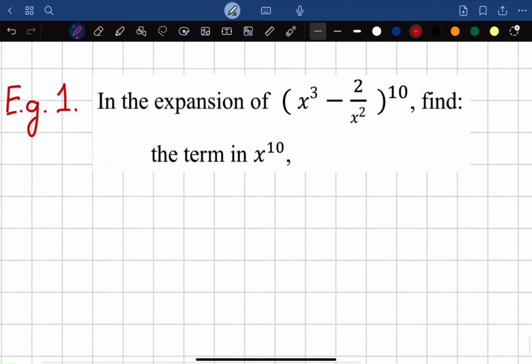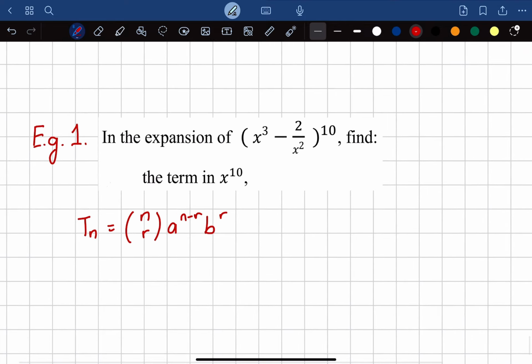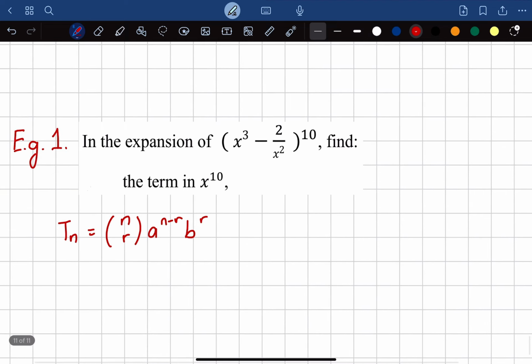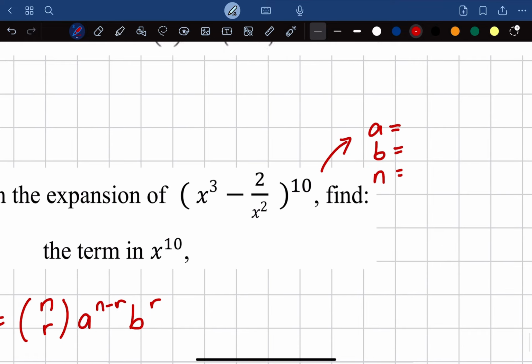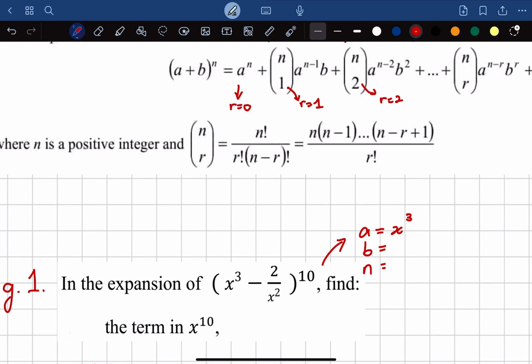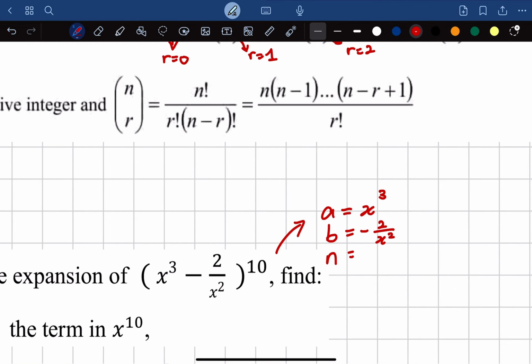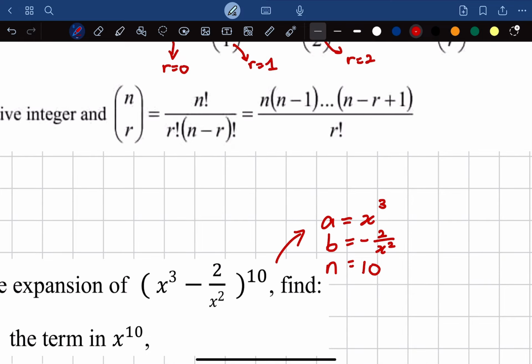So by the general term formula, we can call it Tn, for example. The general term formula is n choose r, a power n minus r, b power r. So from this expansion here, whenever I see an expansion, to not make careless mistakes, I'll first identify what is my a, what is my b, and what is the n. So from this question here, if I compare it to the binomial expansion here, my a is simply x power 3. My b in this case is negative 2 over x squared, and the n is 10.